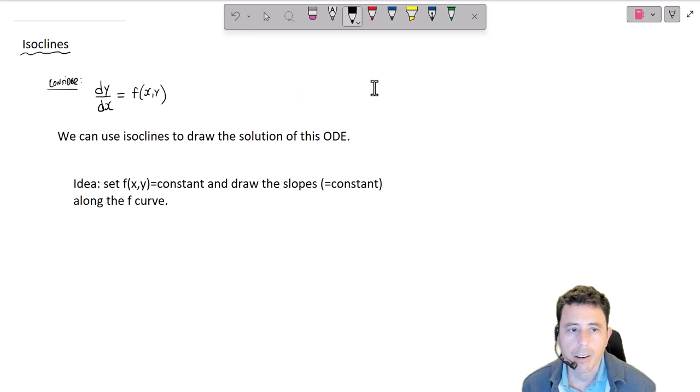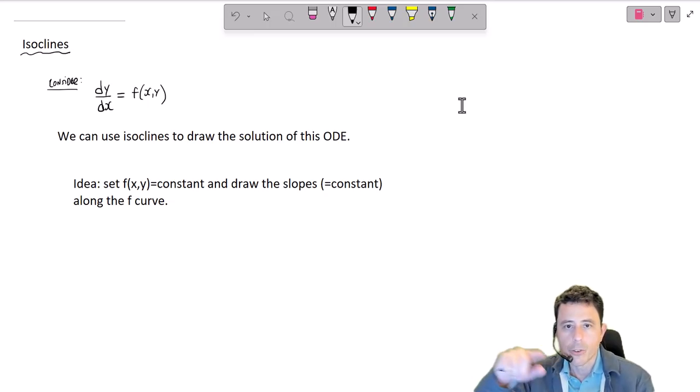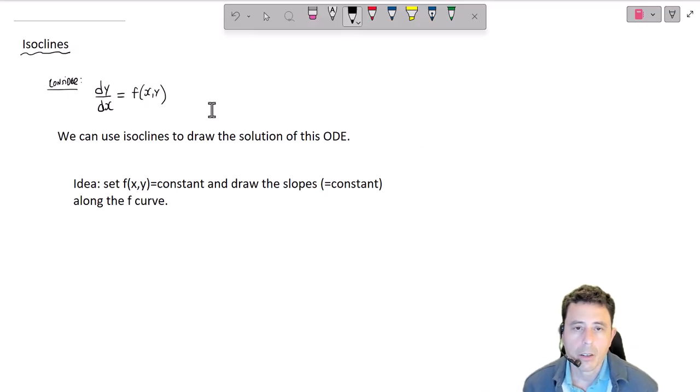One of the techniques is called isoclines, and the idea is actually quite simple. You remember that a derivative is a slope, right? So if we can find the derivatives, then we can know where the slope is of the function, and then we can draw the function according to the directions of those little arrows from the derivative. In isoclines, the idea is to set the derivative to be equal to a constant. Now, why do we want to do that?